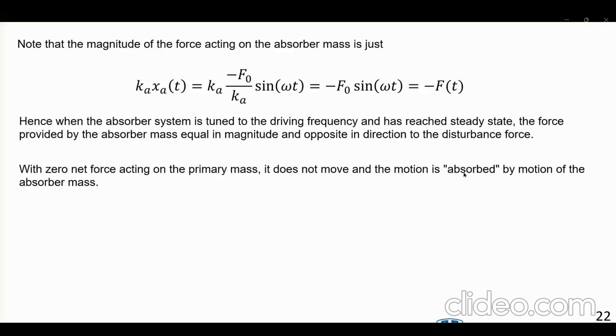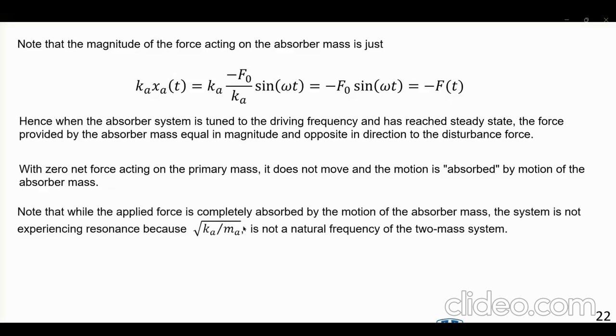It does not move, and the motion is absorbed by the mass. Now, the good thing is that the frequency that we are applying to the absorber mass is not the same as the natural frequency of the system. The natural frequency of the system is a 2 degree of freedom system that you actually have to go and work out. You'll see that the frequency is not going to be this.